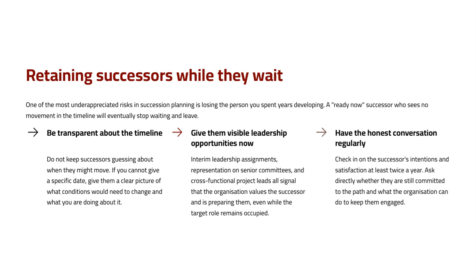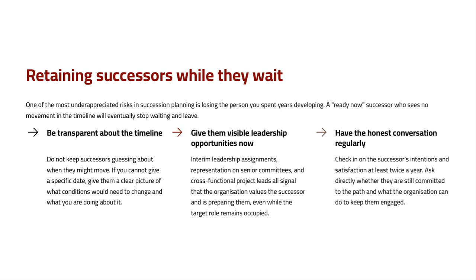One of the biggest risks in succession planning is losing the very person you've invested so much in developing. When a successor is ready now but sees no movement, they can become frustrated and eventually leave. To avoid this, it's crucial to be transparent about the timeline. Don't leave successors guessing about when they might move up. If you can't provide a specific date, clearly explain what conditions need to change and what actions you're taking.